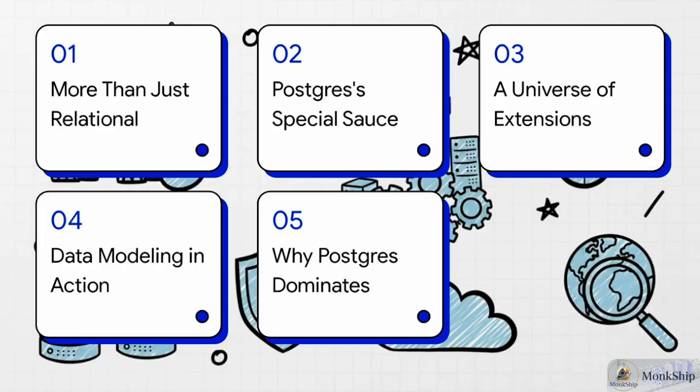So what are we going to cover? First up, we're going to break down what this whole object-relational thing actually means. Then, we'll get into its special sauce, the thing that lets it be super fast and super safe. After that, we'll explore its massive universe of extensions. We'll even build a quick little data model to see it in action, and then wrap things up by looking at why Postgres is just, well, why it dominates the tech world.